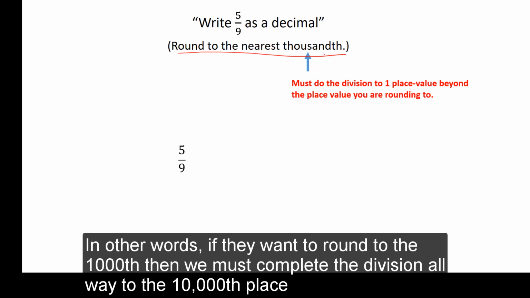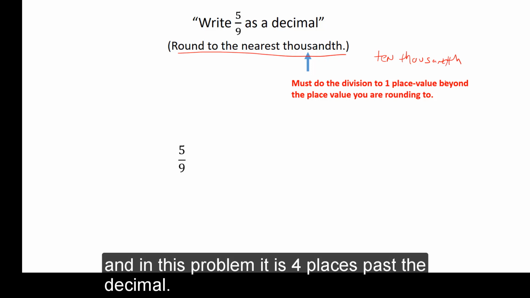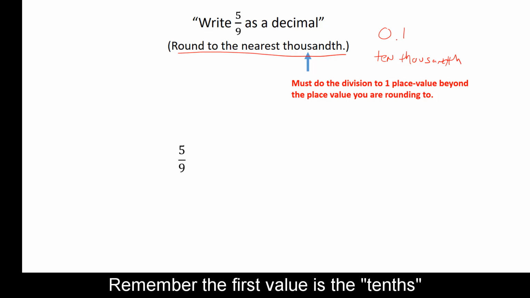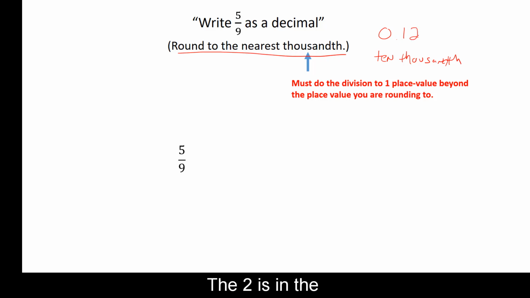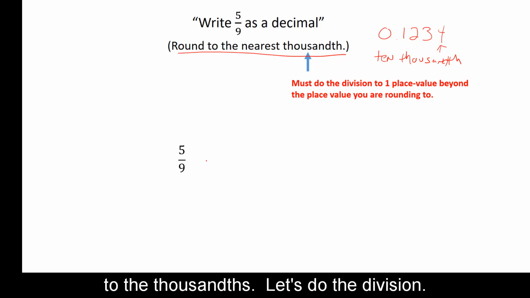So in other words, if they want us to round to the 1000th, then we must complete our division all the way to the 10,000th place. And that's going to be 4 decimal places. Remember that after the decimal, the first value, the 1, is in the tenths. The 2 is in the hundredths. The 3 is in the thousandths, and the 4 is in the 10,000ths. So we must carry the division 4 places in order to correctly round to 3 places, or the thousandths.